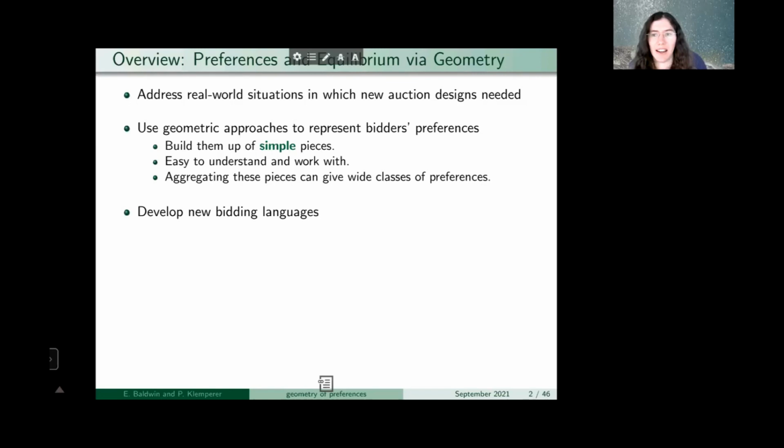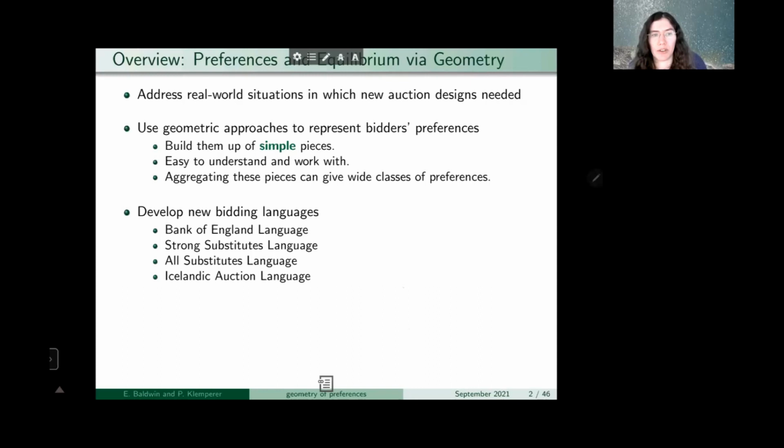And then I sort of wandered into economics. At that point, as Vito says, I had been a mathematician, but I started studying economics at Oxford and started talking to Paul very soon. So he had developed the Bank of England language. We went on to develop the strong substitute language and the all substitutes language, which we've been working on very recently together.